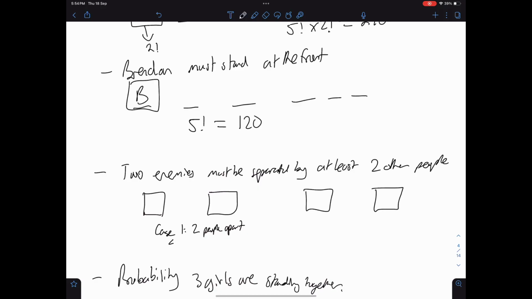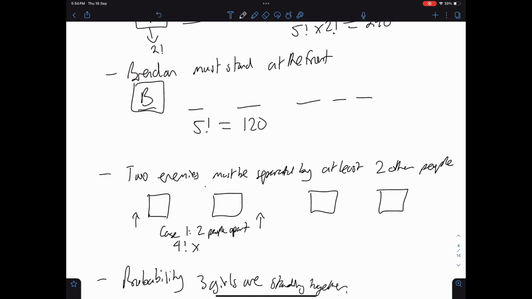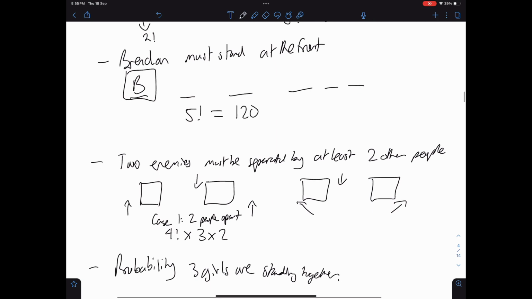You would do the 4 factorial multiplied by, there's one way here, another way here, and then another way here. So that's 3 times 2. And so that's 24 times 6, which is 144, I think.